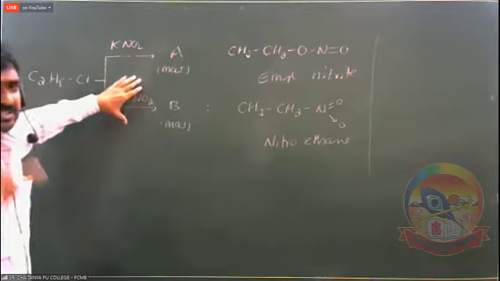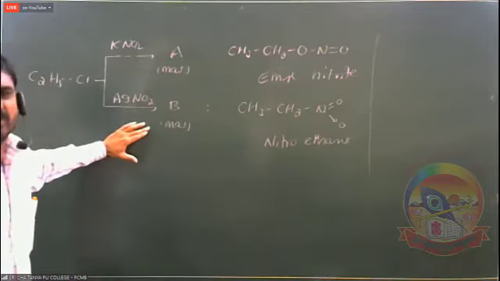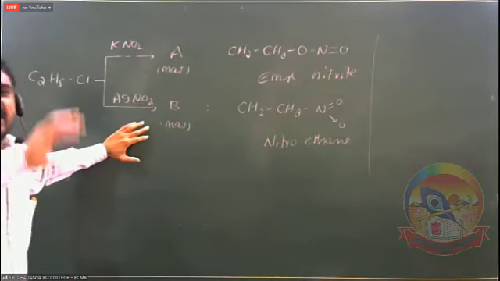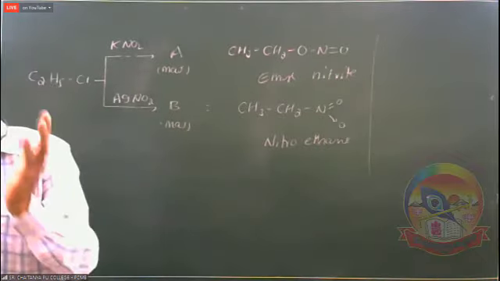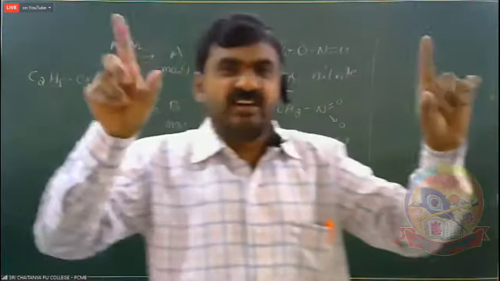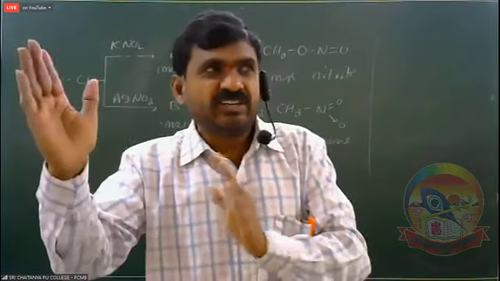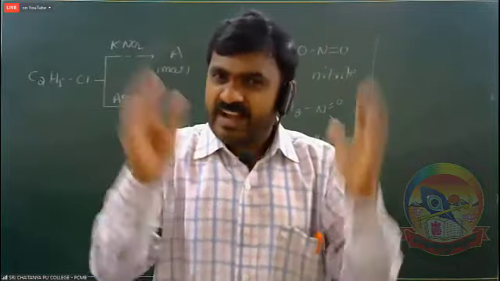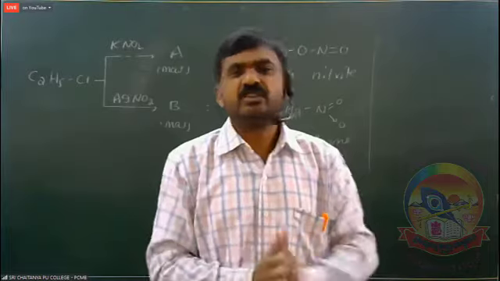KNO2 gives nitrite. AgNO2 gives nitroethane. KCN gives cyanide. AgCN gives isocyanide. Aqueous KOH gives ethyl alcohol. Next, alcoholic KOH. So what is the nature of that reagent? Alcoholic base acts as a dehydrohalogenation reagent. So hydrogen and halogen are eliminated from adjacent carbon atoms. Hence, to satisfy the tetravalency of carbon, one pi bond is formed. So an alkene is formed. Okay.